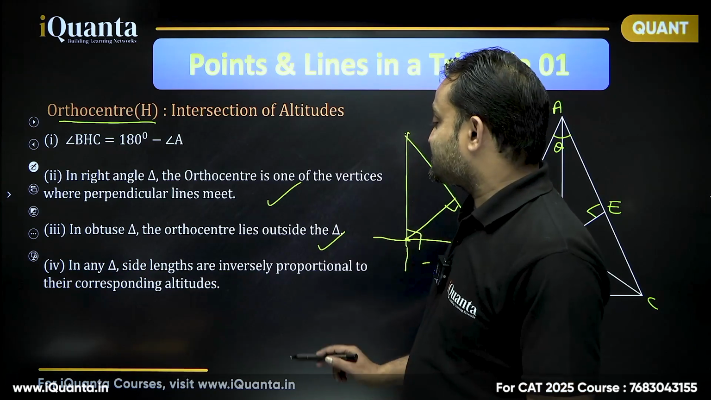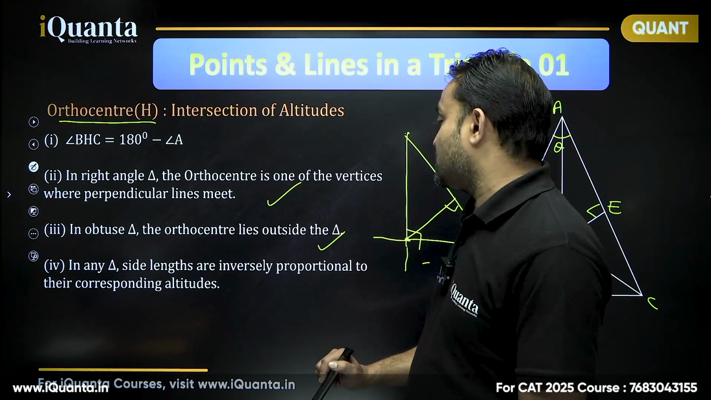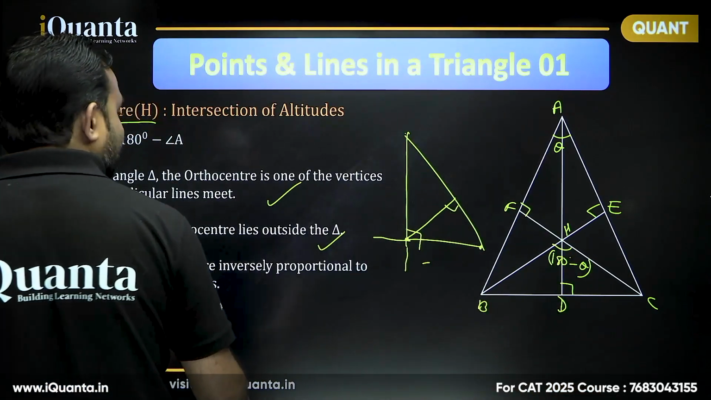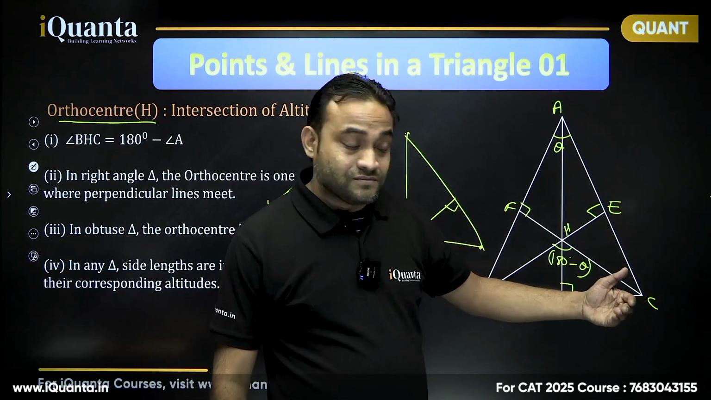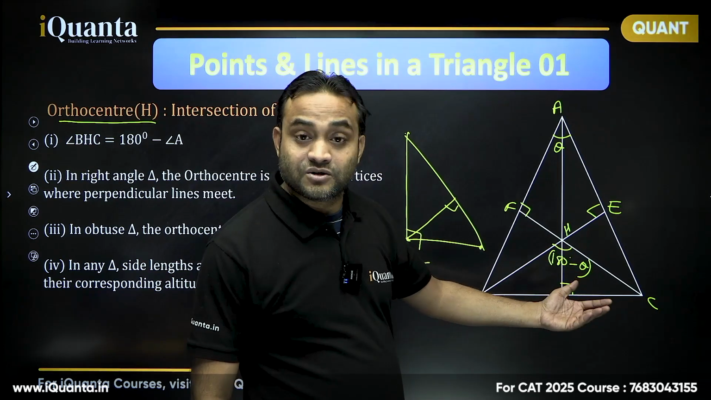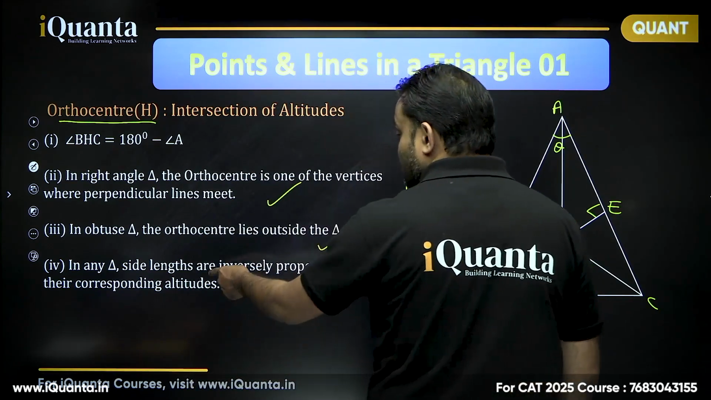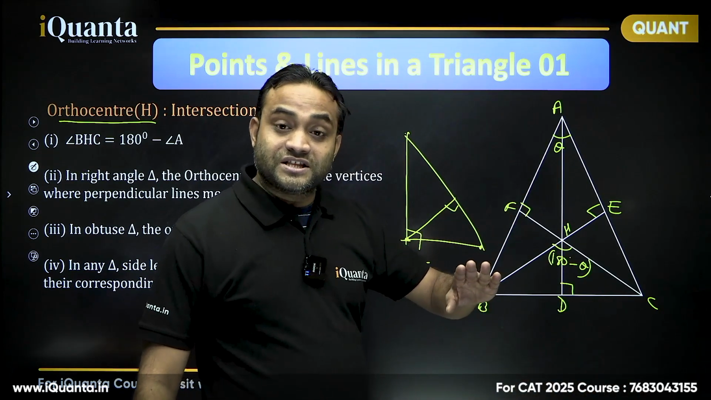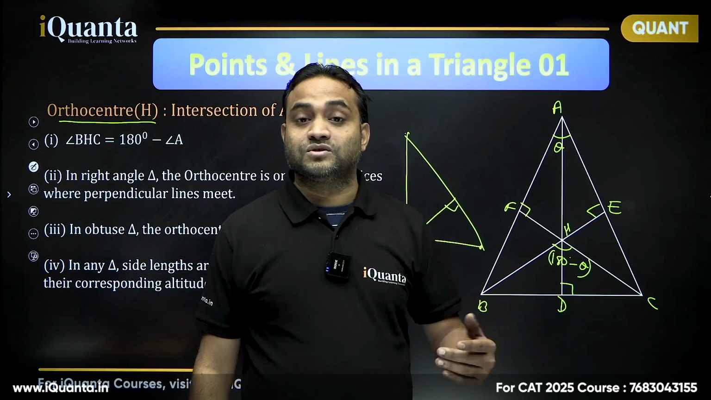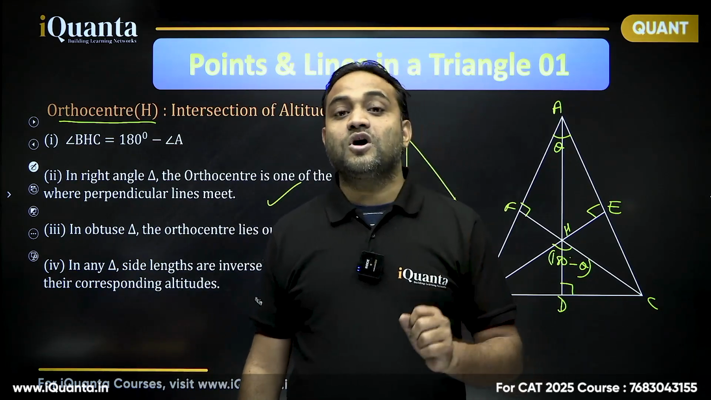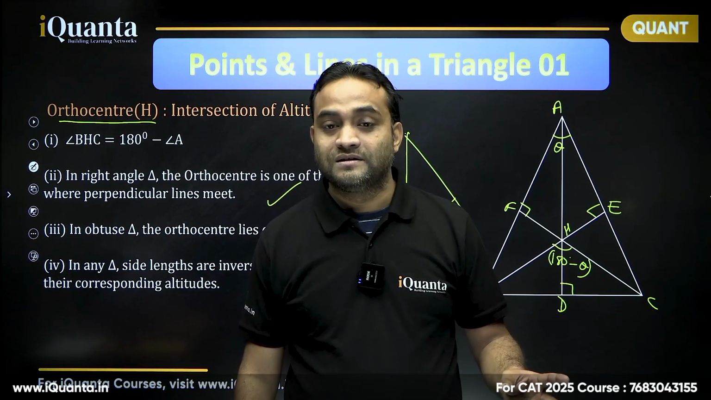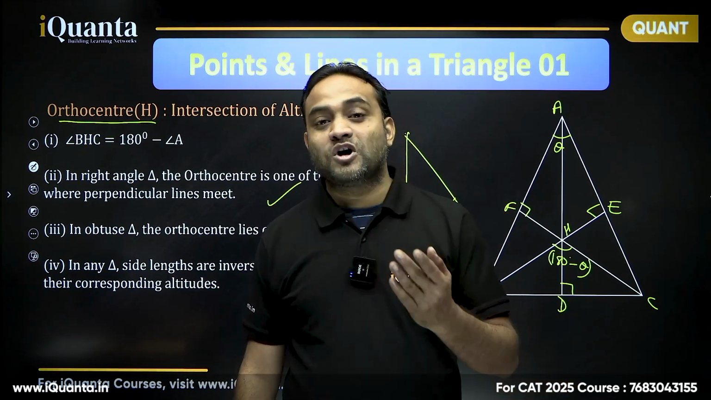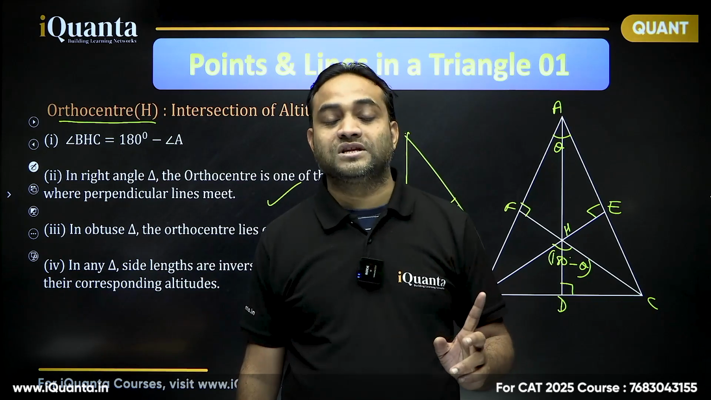In any triangle, side lengths are inversely proportional to their corresponding altitude. मतलब जितनी बड़ी साइड लेंथ उतना छोटा एल्टीट्यूड, है ना. इनवर्सली जितनी छोटी साइड लेंथ उतना बड़ा एल्टीट्यूड. किसी भी ट्रायंगल में if you talk about the altitude drawn to largest side, it will be smallest of the three, and the altitude drawn to the smallest side will be the largest of all the three altitudes.